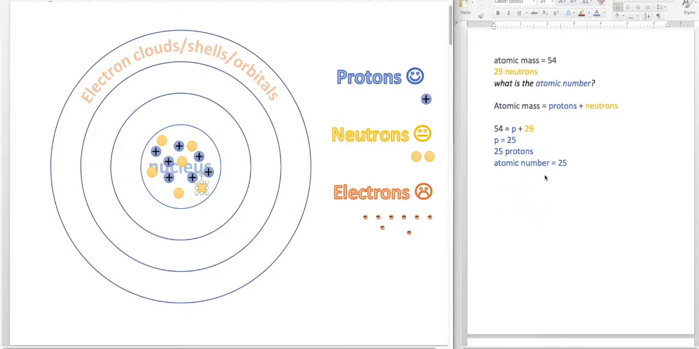Sometimes the numbers are a lot larger and you might not want to draw a model of an atom with an atomic mass of 54 and 29 neutrons. In that case, you're better off just plugging everything into the equation. So in this case, it says, what is the atomic number? Atomic number is not in our equation, but we do know that protons and atomic number are the same thing. So we'll solve for the protons, and then that's also going to be the atomic number.